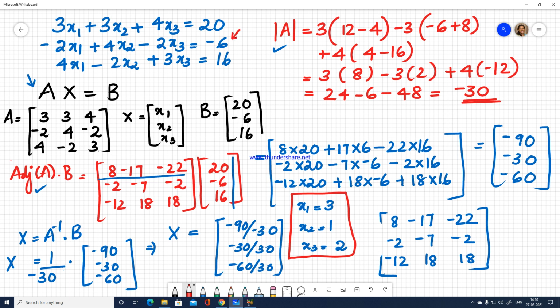Let's see what we get when substituting in equation 2. So 2 into 3 plus 4 into 1 minus 2 into 2. It will be 6 plus 4 minus 4, so this is 10, then 10 minus 10 plus 4 is 4. So we understood that this particular solution is correct. So the answer is x1 is 3, x2 is 1 and x3 is equal to 2. Next class we will deal with Cramer's rule. Thank you.